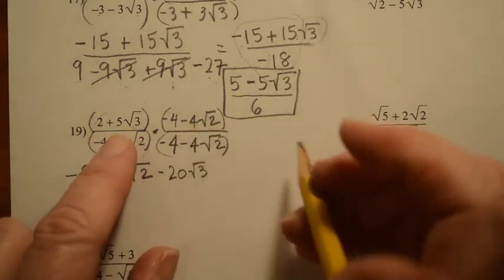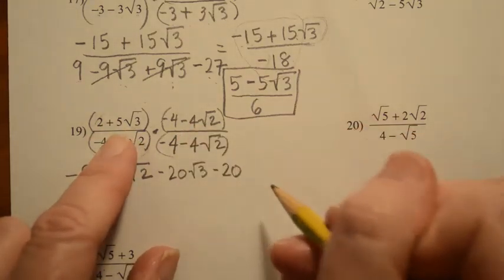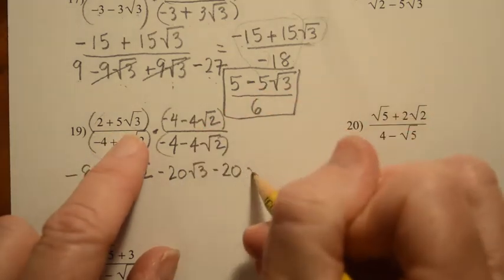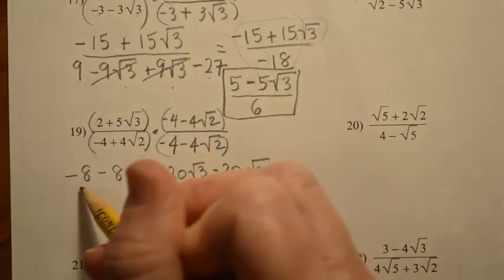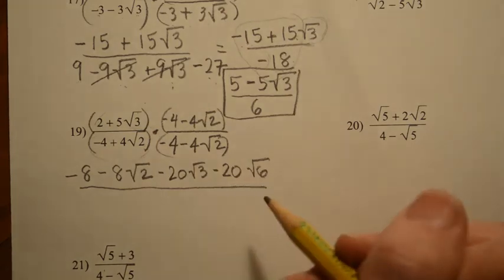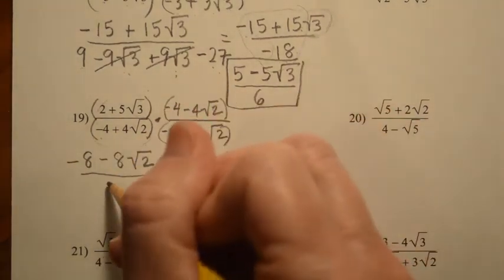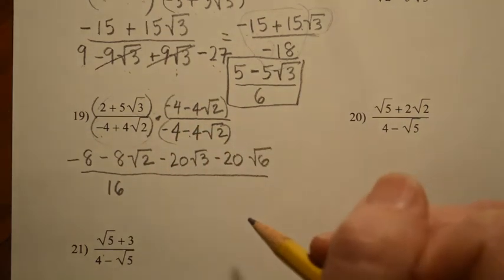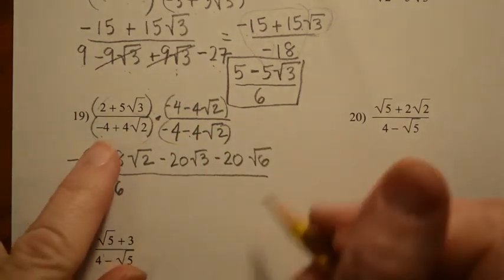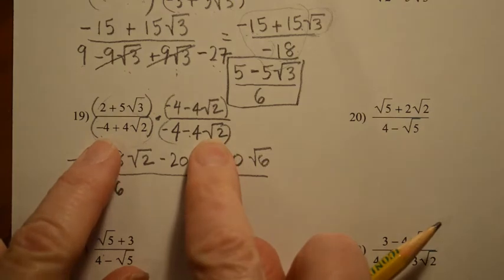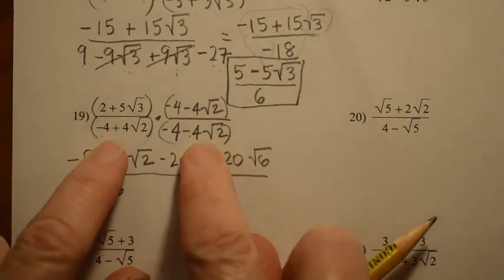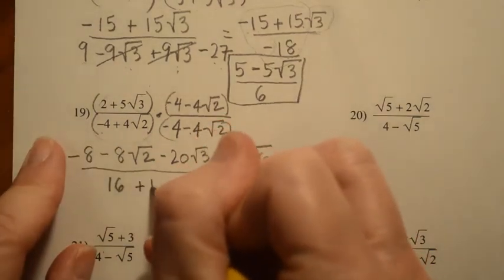So the 5 times the negative 4 is going to give us negative 20. And then under the radical, we're going to get 6. Over negative 4 times negative 4, positive 16. Negative 4 times negative 4 root 2 is going to become a positive, and it's going to be a 16 root 2.